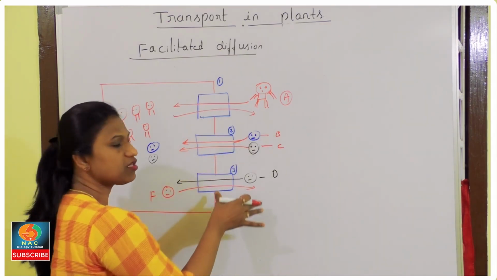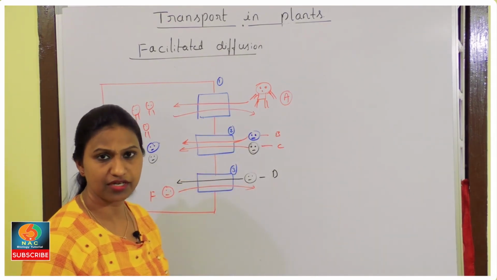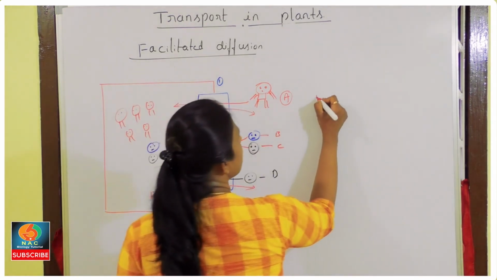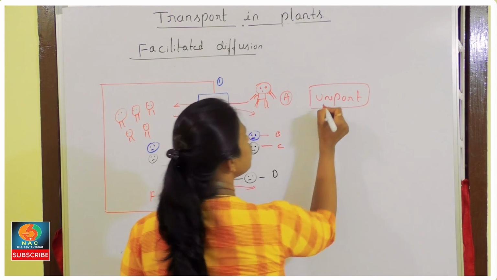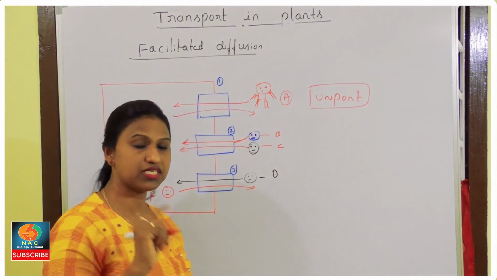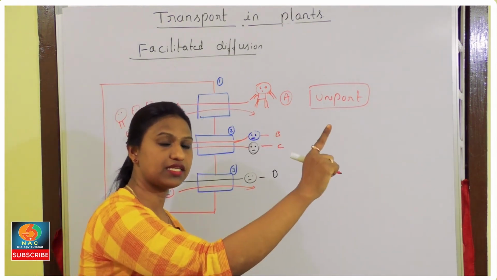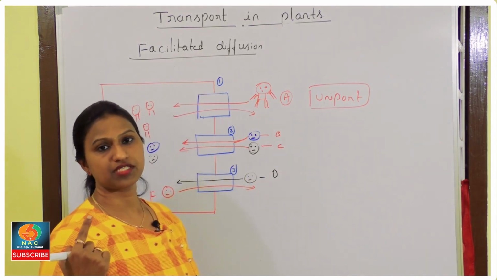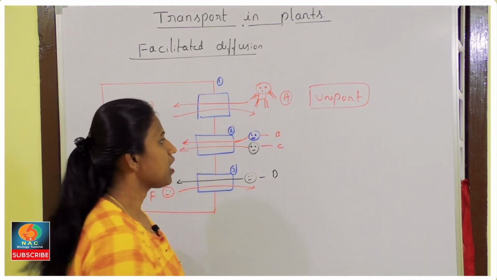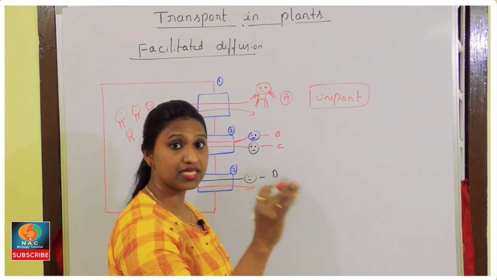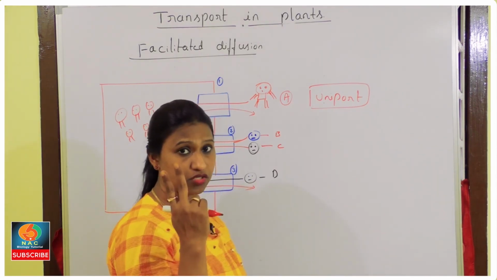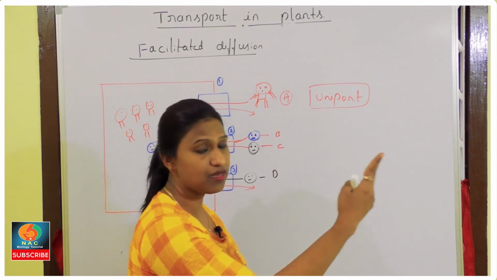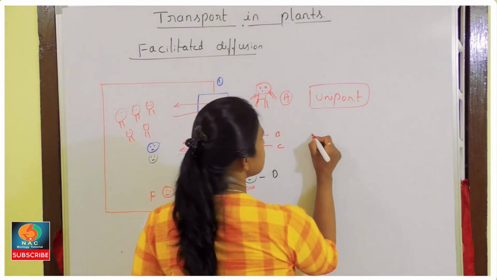So now let us give different names for these gates. This movement we call a uniport. Uni means single. Only a single molecule can get inside, and only a single molecule can come outside. Specific. And this one is simultaneous, in the same direction. Two molecules move in the same direction, inside or outside. We call it symport.